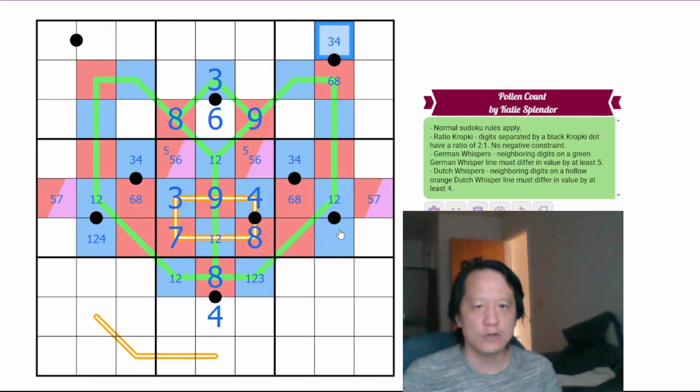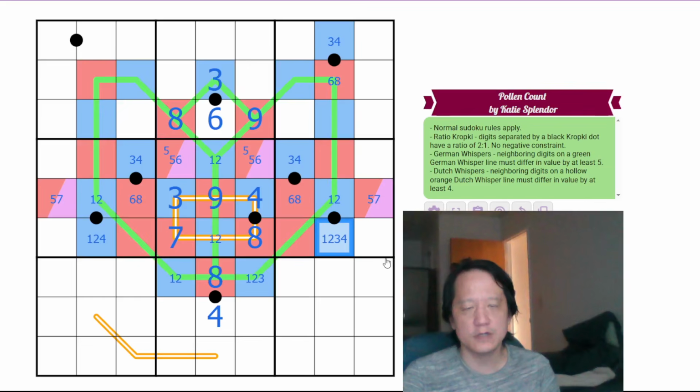We have 4 lows in... Oh, this cannot be 6. It's next to 2 unique digits on a Whisper 5 line. So this must be 8, which is in a 1 to 2 ratio with 4. That means this can't be 4 here. This must be 1, 2 as a 1 to 2 ratio.